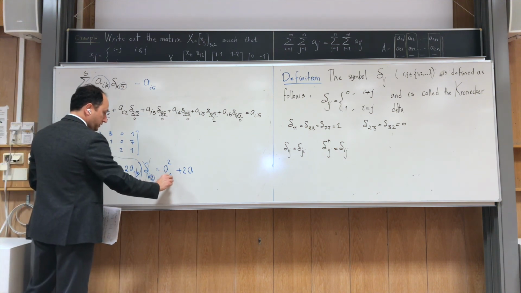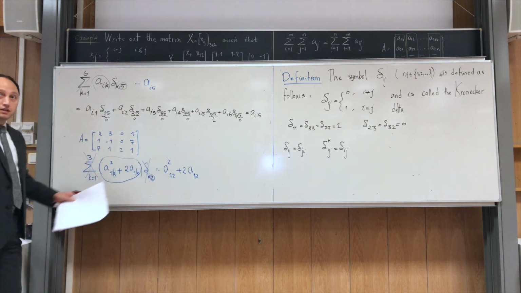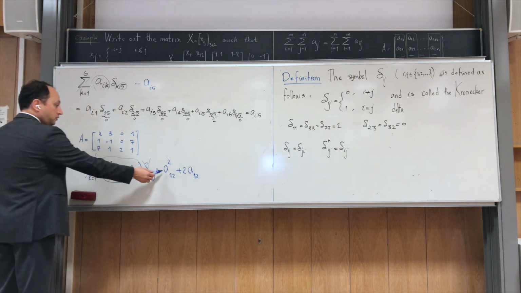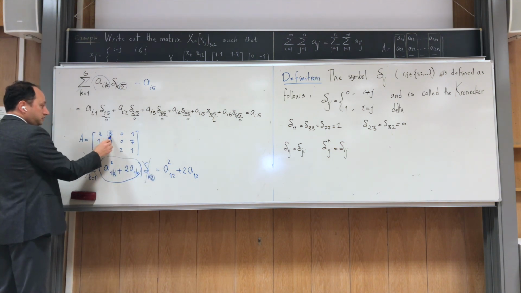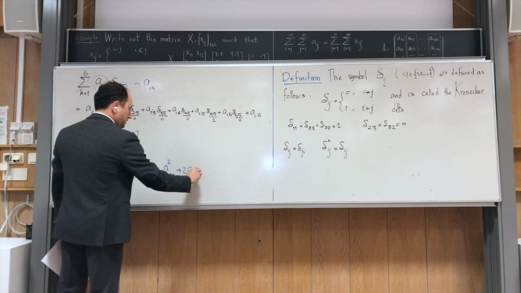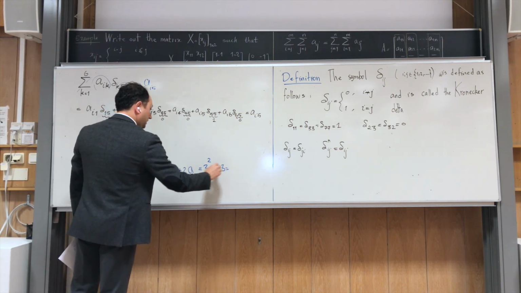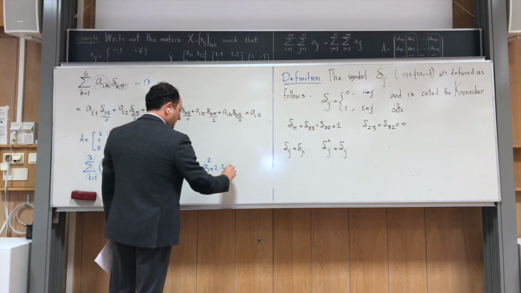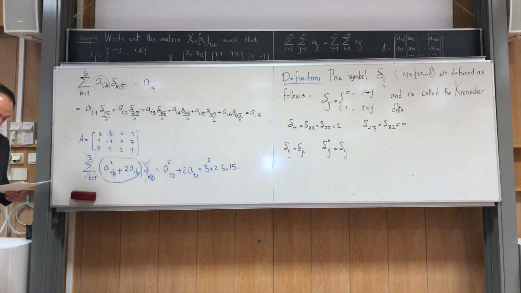So it becomes 1, 2, and here it's also 1, 2. And then you can read it from here. So A_12, the entry on the first row and the second column, is this one. So this becomes 3 to the power 2 plus 2 times 3, which is 9 plus 6, it is 15. So that's the answer to this example.